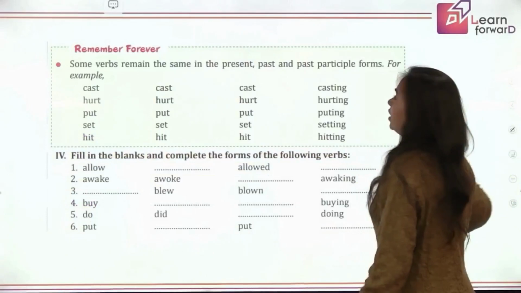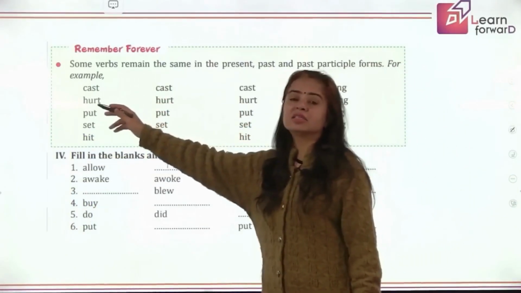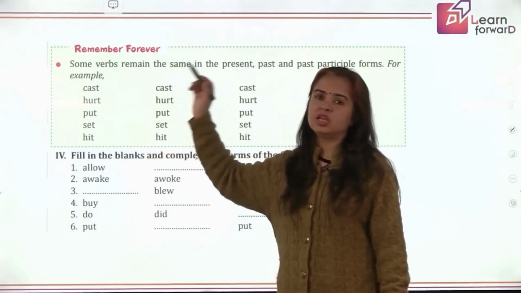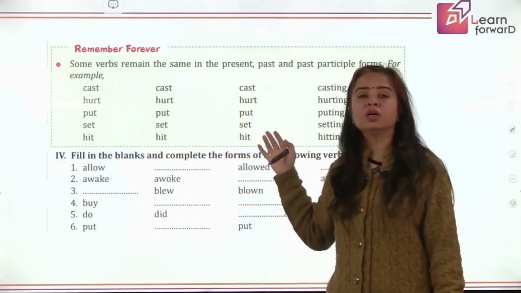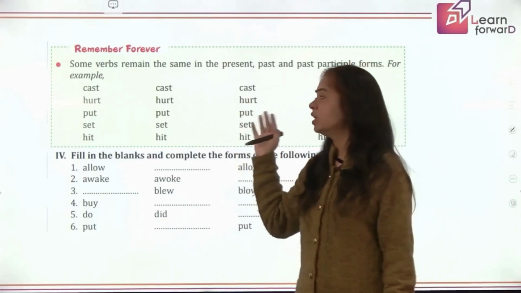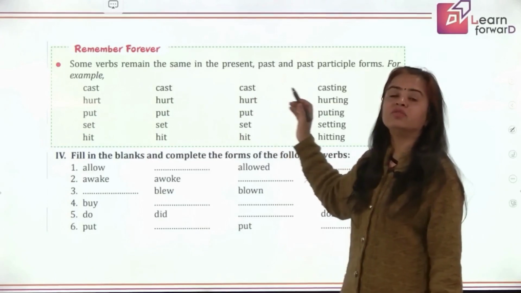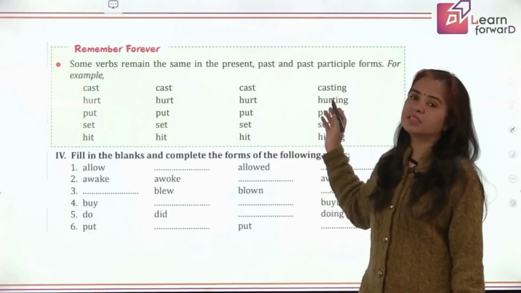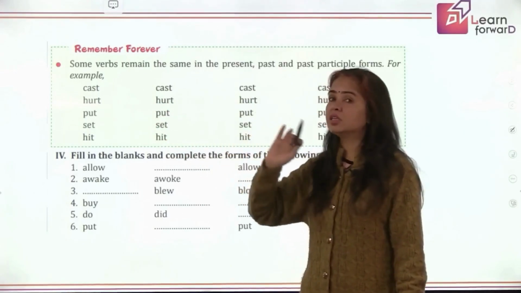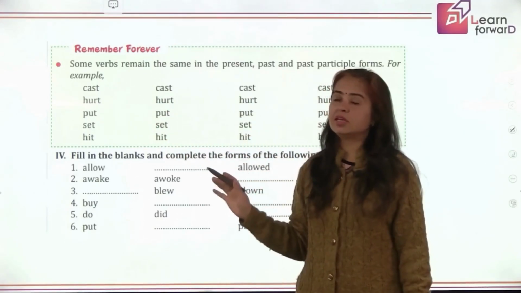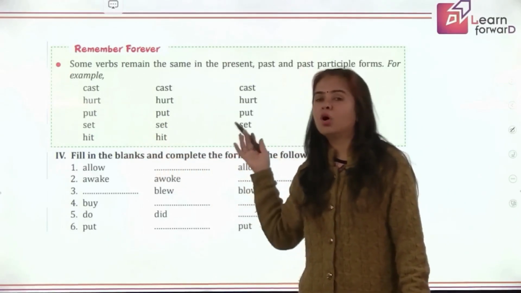So moving ahead, we have some verbs with their forms, like cast. Some verbs do not change their form in any of the first, the past or the past participle form. They remain the same, like cast. It remains cast, cast, and we just add ing to get the present participle form. Then hurt remains hurt, hurt. It is not hurted. Please remember this. Put is not putted, it's put, put, put, all the three forms.